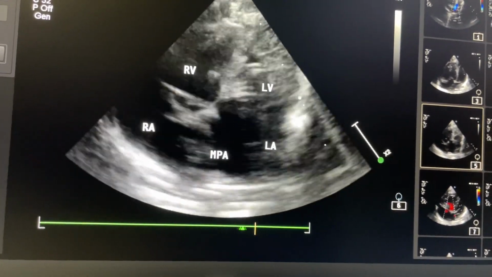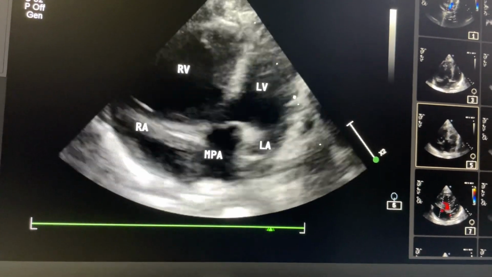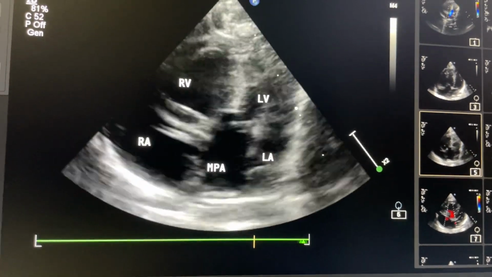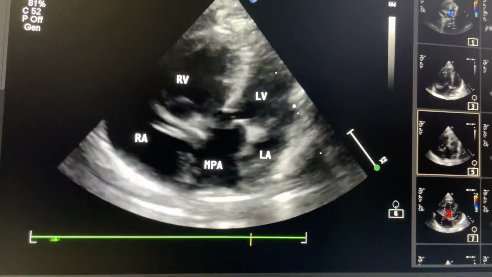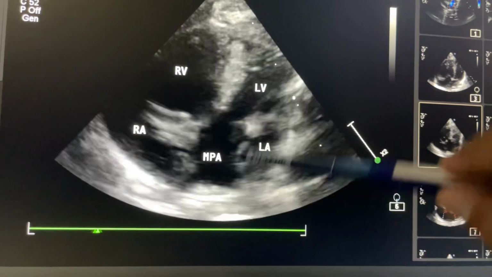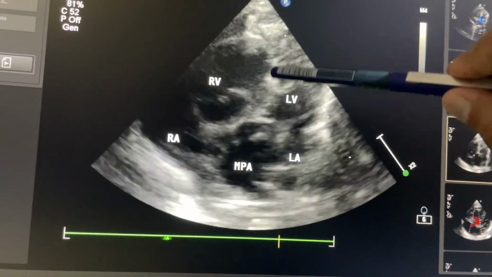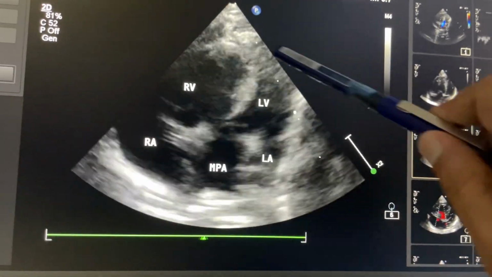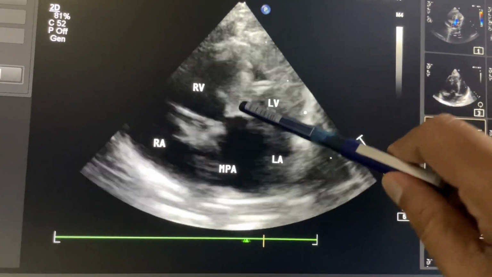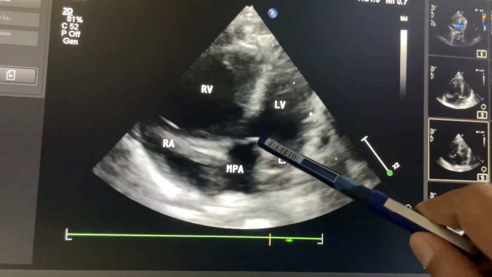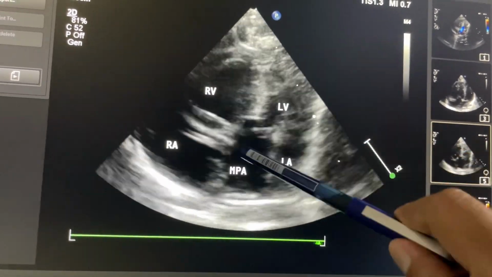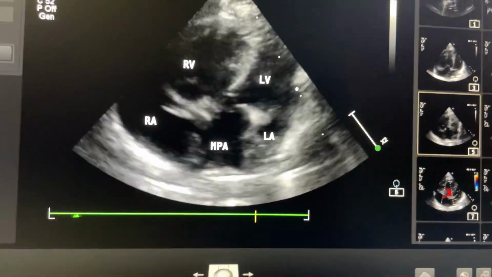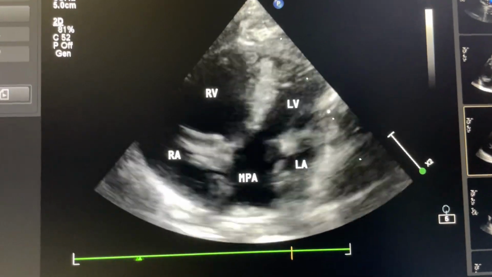That is not so when the LV is giving rise to aorta. In that case, they are not in the same plane. Left ventricle, interventricular septum and anterior wall of aorta are not in the same plane. But in this case, you find both in the same plane. So this is the pulmonary artery arising from left ventricle. This is the case of transposition of great arteries.